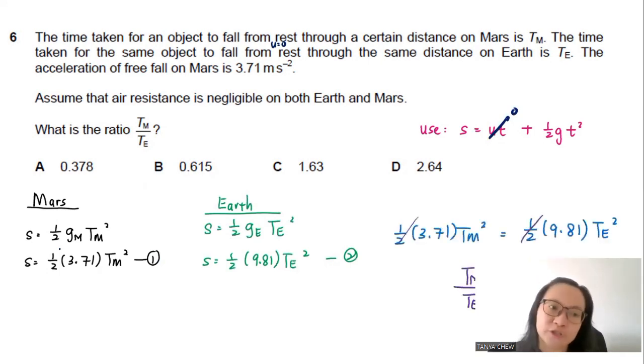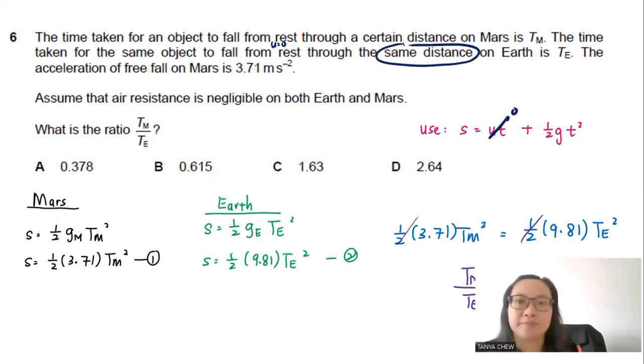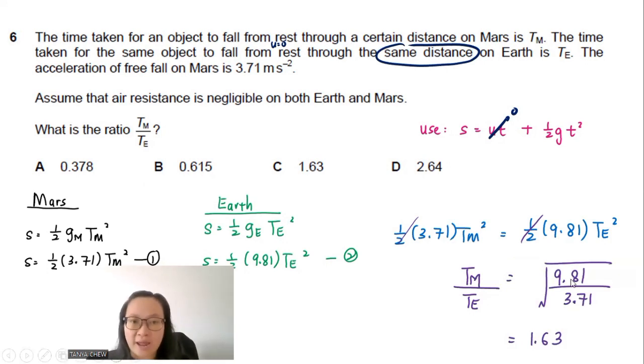After that, I just equate, because the object falls with the same distance. So equation 1 is equal to equation 2. I cancel whatever I can here, and then put Tm over Te. Since I have Tm squared over Te squared, and you want to find the ratio of Tm over Te only, you just need to square root. And the answer that I got was C, 1.63.